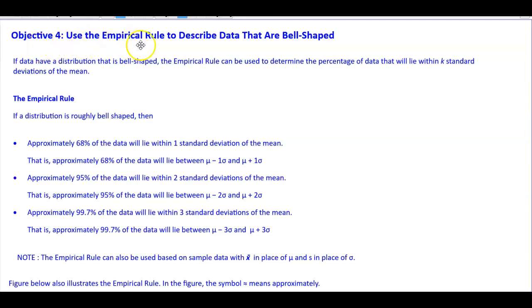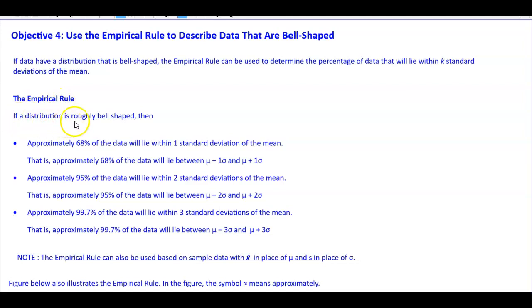Objective 4. Use the empirical rule to describe data that are bell-shaped. If data have a distribution that is bell-shaped, the empirical rule can be used to determine the percentage of data that will lie within k standard deviations of the mean. The empirical rule states the following.